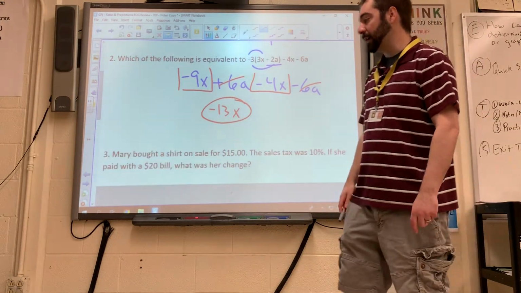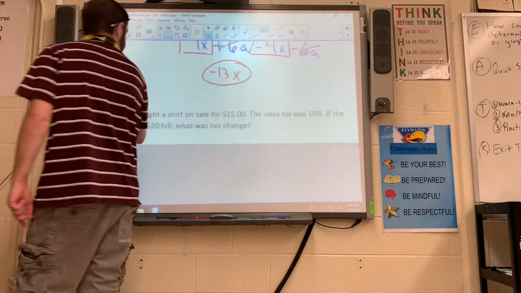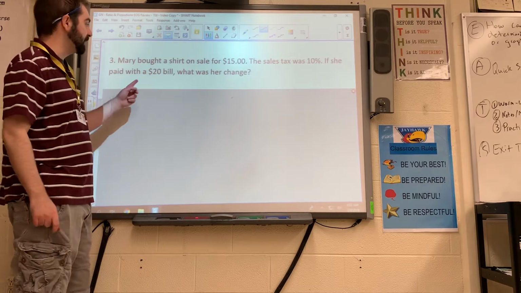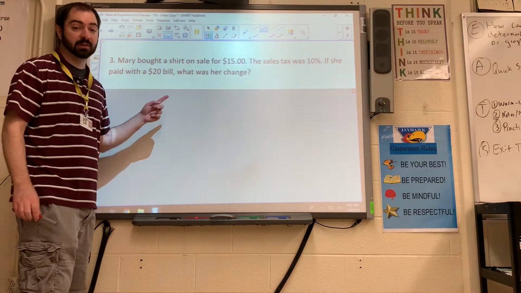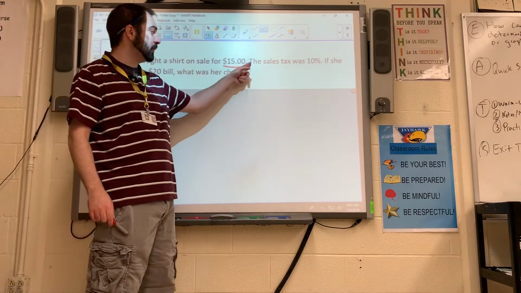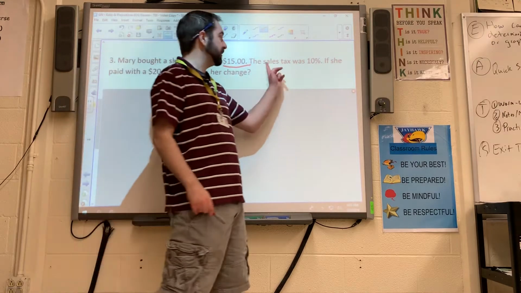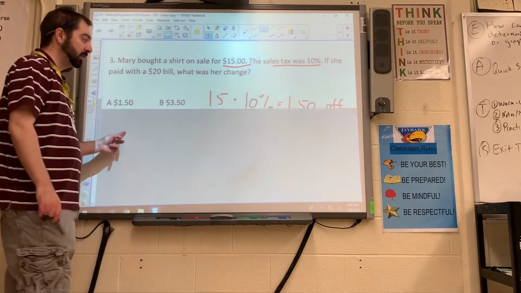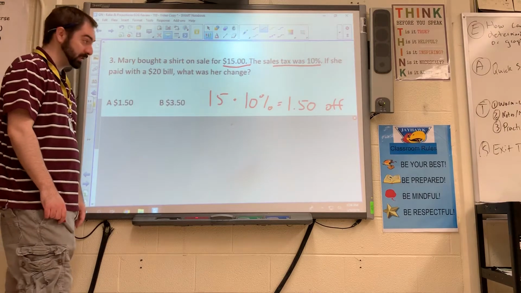Number three, Mary bought a shirt on sale for $15. The sales tax was 10%. If she paid with a $20 bill, how much was her change? So a couple things going on. They tell us the original price of an item. They also give us how much it was increased by. So 10% sales tax. First step, let's figure out how much the actual tax was.